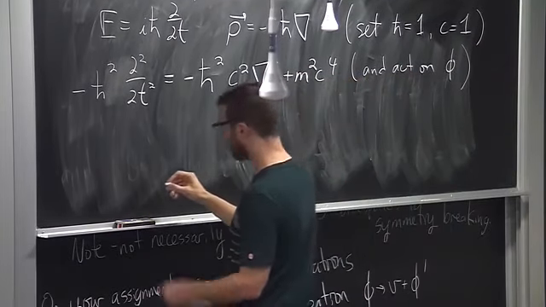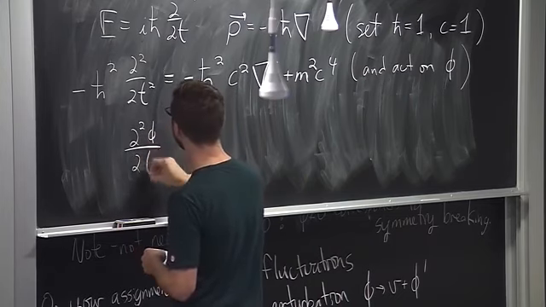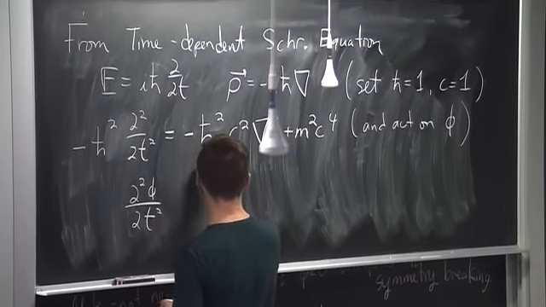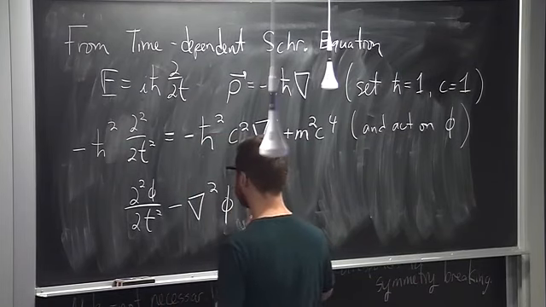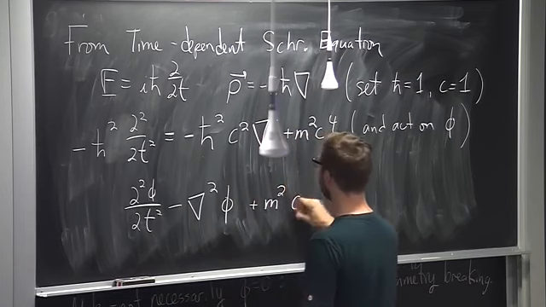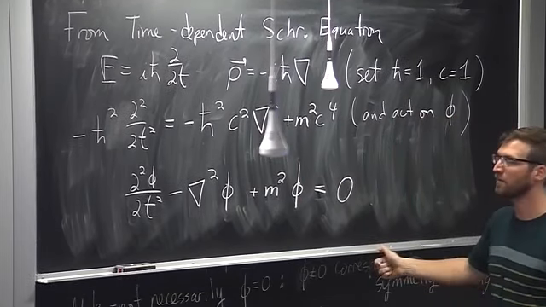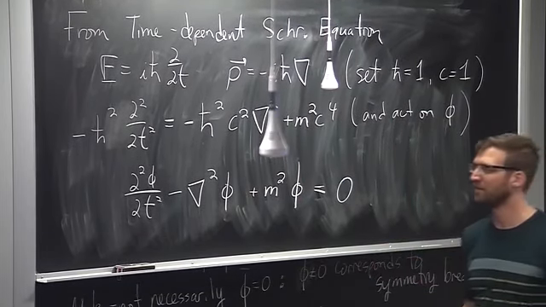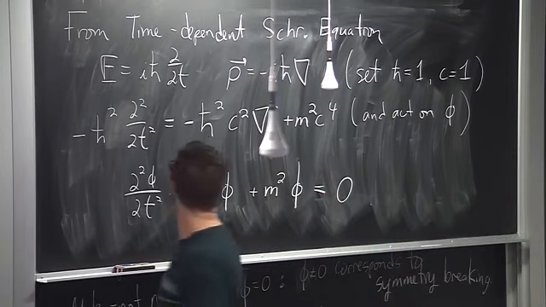And then you'll get the right equation. So you get time. We move this over here, so then it's minus del squared phi plus the mass squared, which multiplies the scalar field. Okay, that seemed too easy.